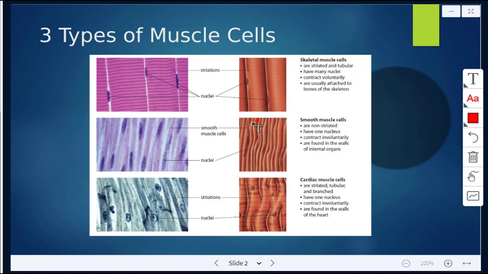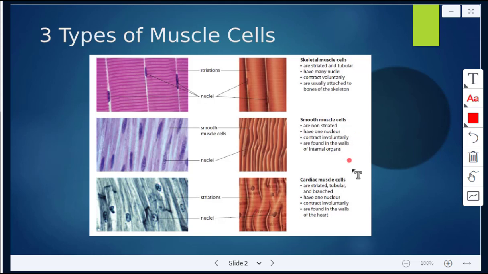Next, we have the smooth muscle cells. Smooth muscle cells are non-striated, so we will not see that stripe-like structure we saw in skeletal muscles. They have one nucleus, and they contract involuntarily, so it's not under our conscious control. These are found in the walls of internal organs. Think of the intestines.